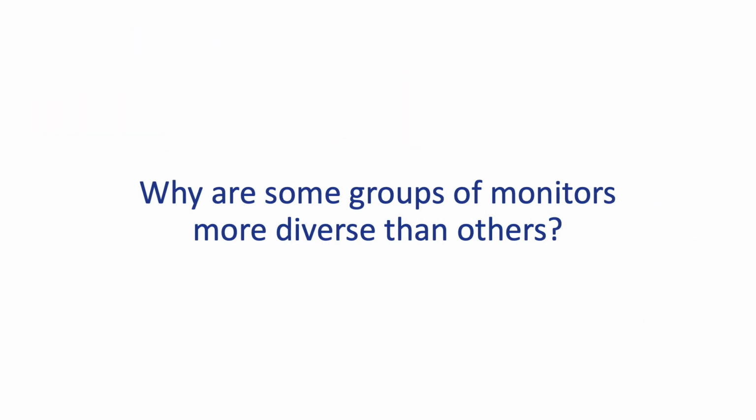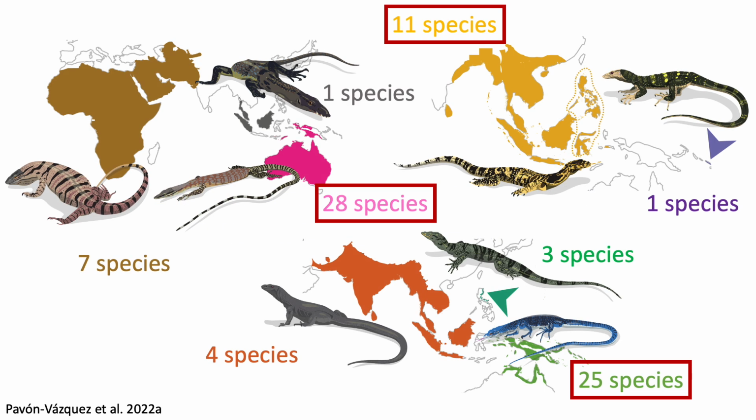And why are some groups of monitors more diverse than others? We can look across regions, and there are places like Africa and mainland Asia that have only a few monitors. But there are other places like the Philippines, Australia, and New Guinea that are crawling with monitors. So we decided to take a closer look at this.